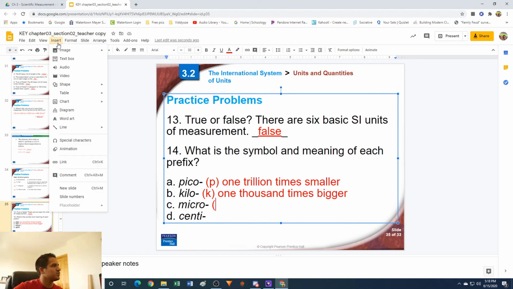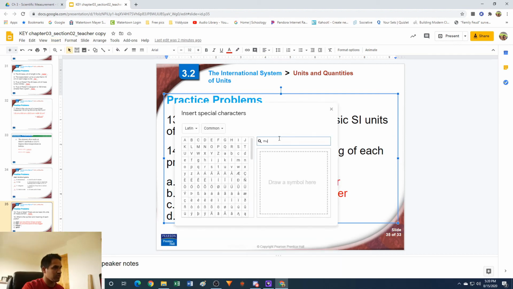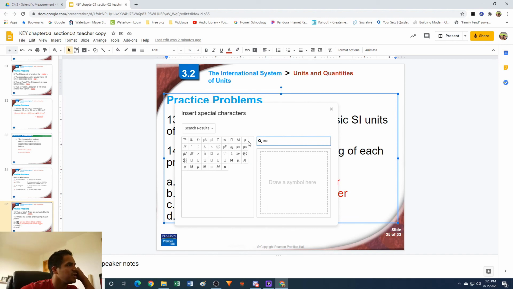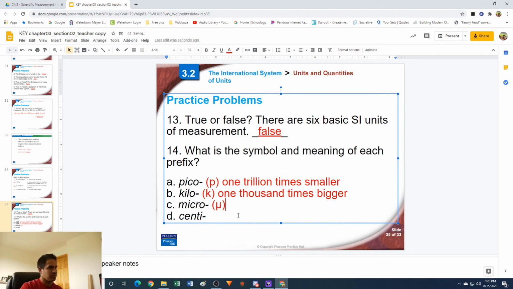Let's see if we can find it in our symbols. We go to insert and special characters. Okay, let's just type it in that way. Mu. There we go. Greek letter mu. Insert. Bam. Okay. Took a while, but we found it. So it's this weird little Greek symbol. It's called the mu, M-U, okay? It's a Greek letter, but it means 1 million times smaller. And then as for centi, symbol is lowercase c, and this one, no, not a copyright. There we go. Means 100 times smaller.